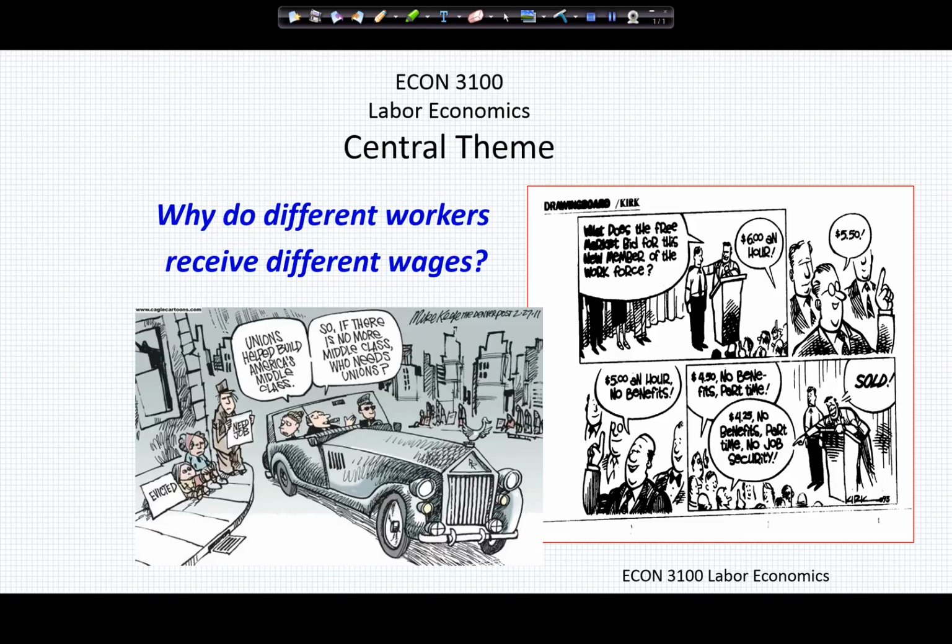But at this point, you should begin to think every time you see a new piece of information or a new metric or we talk about a content subject on this, you should be asking yourself, why do different workers receive different wages? I'll ask that question a number of times myself.